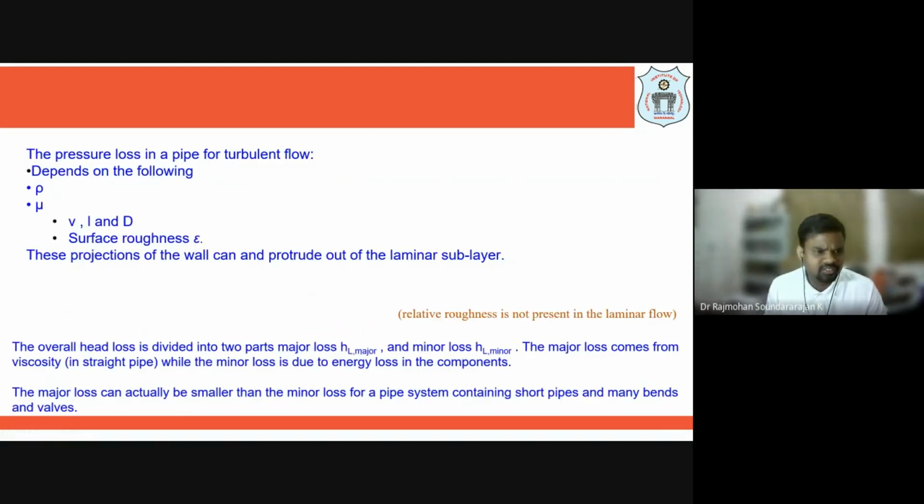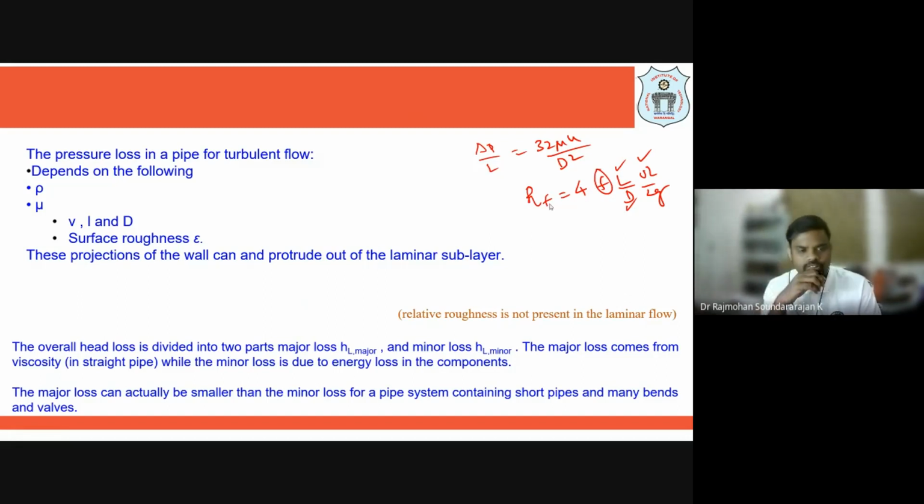Okay. So overall, we can say that the pressure drop in a pipeline depends upon several parameters. Even for the Hagen-Poiseuille equation we have seen delta P by L equal to 32 mu U by D square, or if you consider the Fanning friction factor, HF equal to 4F L by D into U square by 2g. So this depends upon the properties of the fluid like density and viscosity, and it will also depend upon the velocity, the length of the pipe, and the diameter. And when you say friction factor, it will also depend upon the age of the pipe, or you can say the relative roughness of the pipe.